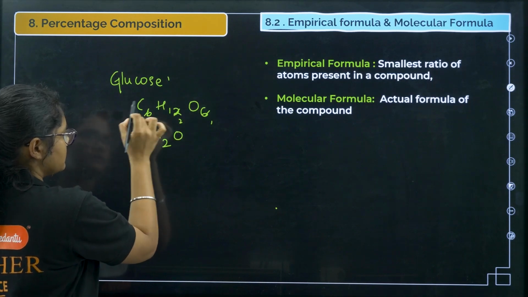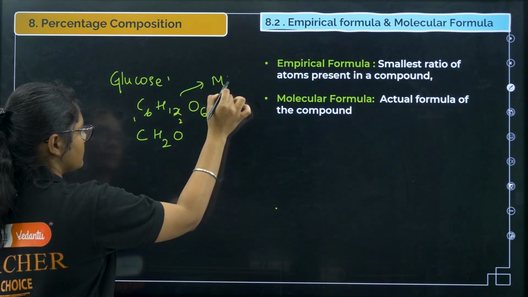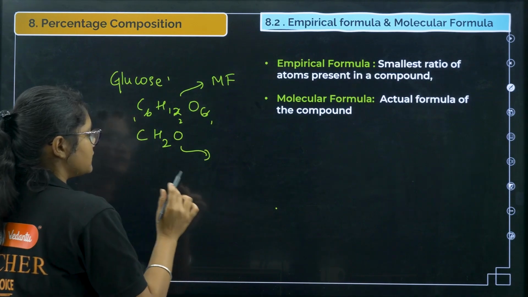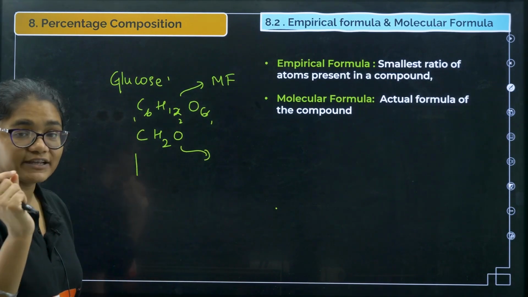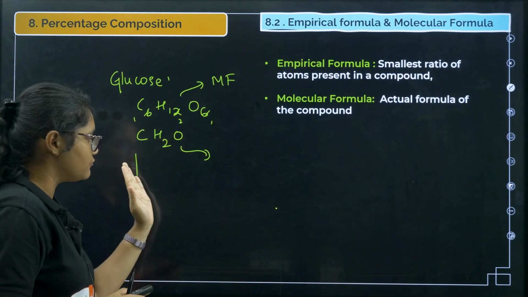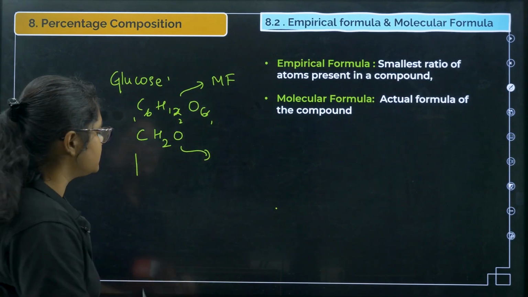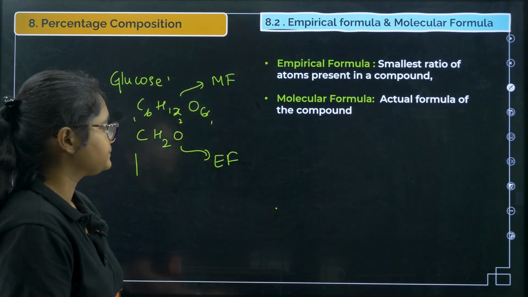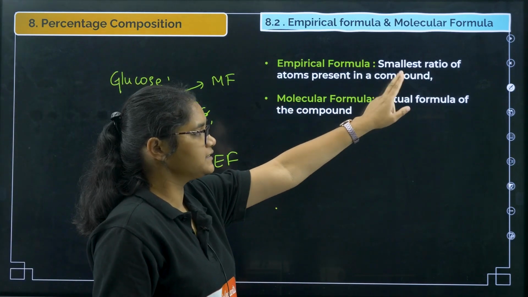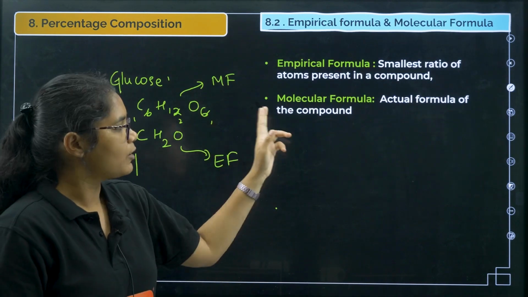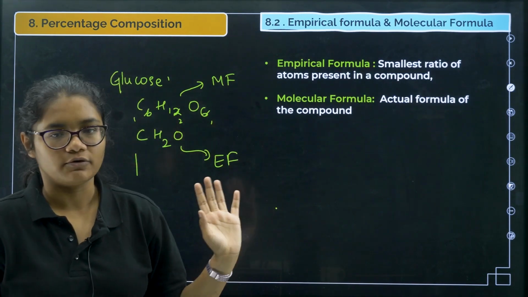So this formula is called the actual formula or the molecular formula. Now this represents the simplest ratio in which the atoms are present. The atoms are present in the ratio of 1:2:1. So this ratio is nothing but your empirical formula. Clear? Empirical formula represents the smallest ratio of atoms present in a compound. Molecular formula is the actual formula of the compound.